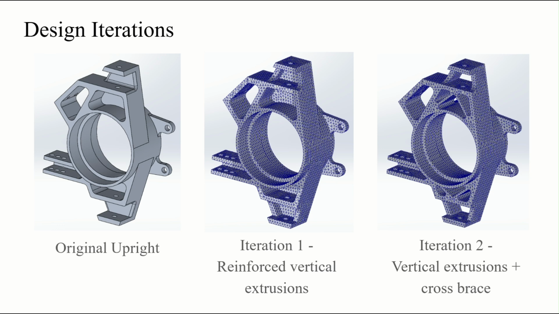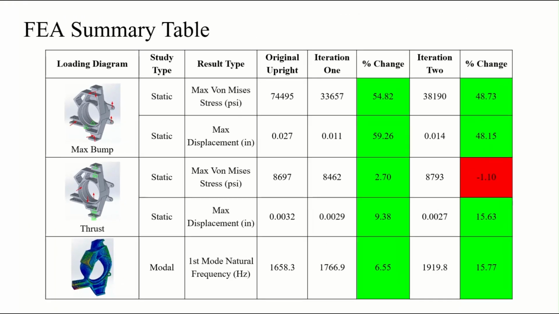The first iteration adds reinforced vertical extrusions to reduce the joint stress concentrations, and a second iteration uses a cross brace in the pockets. The iterations also show the mesh used for the following simulations. Under max bump, both iterations significantly reduce the max stress and displacement. Under the thrust loading condition, the first iteration reduced the max stress and displacement, while the second iteration experiences greater stress but a reduction in displacement.